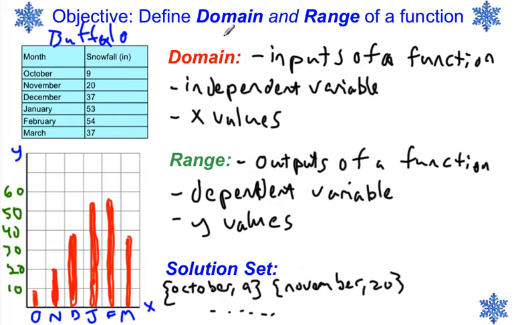Now we'll get into what functions are later, and we'll see that for functions, for every input, there can only be one output. Each input will map to a singular output, not two different ones. But you could have two inputs that map to the same output. So for example, December and March, you notice they both have 37 inches. But we don't have December mapping to 37 and to 53. There's only one output per input.